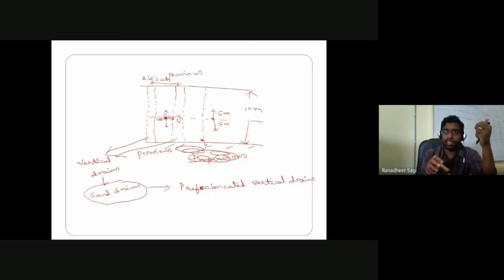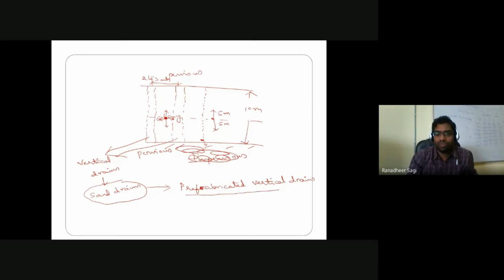Because for the construction of sand drains in the ground, we need to make boreholes. Making the boreholes itself takes some time. And after making the boreholes, we are required to fill those boreholes with gravel material or sand material. So once again, when compared to placing the prefabricated vertical drains, placing sand drains requires more time. So that's the reason why nowadays we go for prefabricated vertical drains.